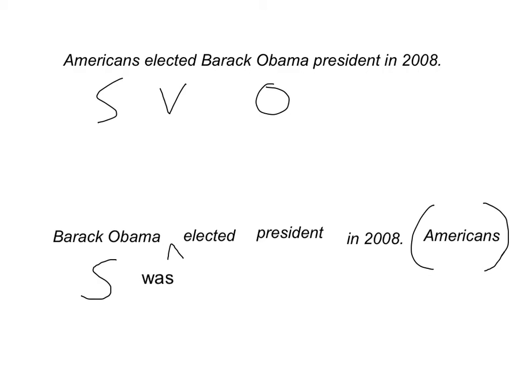So to make this a passive sentence, we would need to add by Americans. But do we really need to add by Americans? No, we know that it was Americans that elected him president, not Mexicans, not Canadians, not anybody else. He was elected president by Americans. Therefore, because it's obvious, we don't need to add the agent. This here would be called the agent.